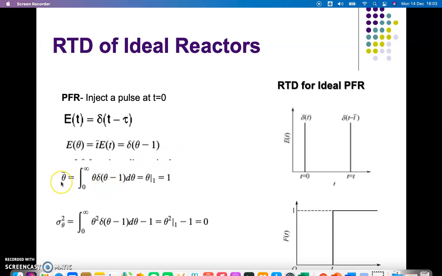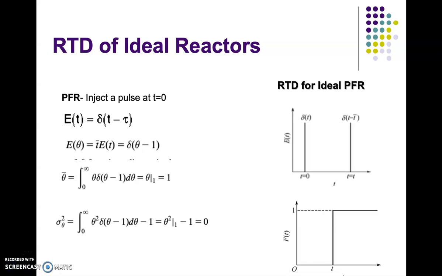Similarly for variance, when we change it into the dimensionless equation, it will become like this. So this is the E curve for RTD for ideal PFR, and this is the F curve.